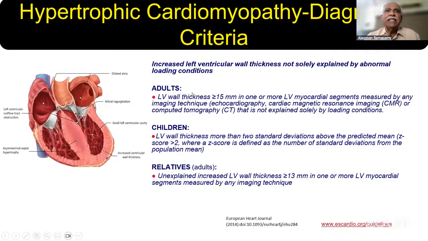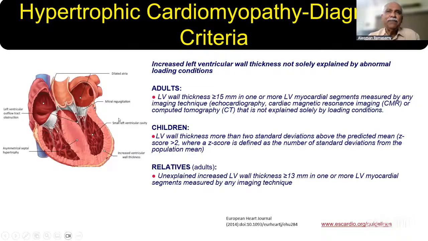In hypertrophic cardiomyopathy, the left ventricular wall thickness is 15 or more millimeters in one or more myocardial segments. It can be measured by echocardiography, transthoracic or transesophageal, by cardiac magnetic resonance imaging, or by computed tomography. So if the wall thickness in a person is more than 15 millimeters, we have to consider the possibility of hypertrophic cardiomyopathy. In children, if the Z score is more than 2, then you have to think in terms of increased wall thickness due to hypertrophic cardiomyopathy.